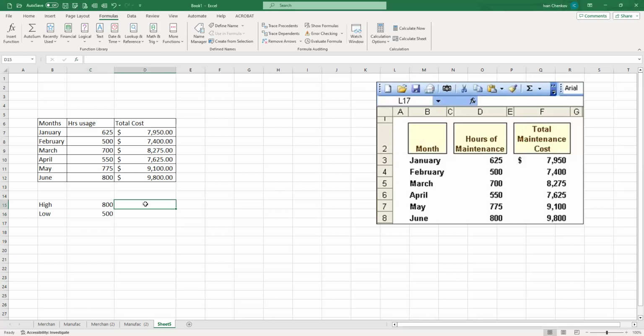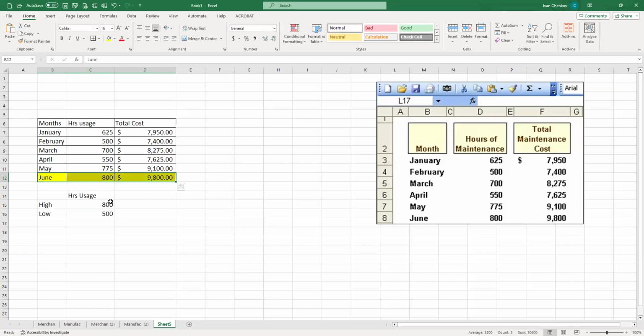Boom, right away. The next thing that we have to do is to drag the cost for that level, right? Those are the hours of usage. Now, for the high level, we have to drag the exact amount of the cost related to that level. Obviously, this is the high level. Let's highlight it. This is the high level, and this is the low level. We already identified those levels.